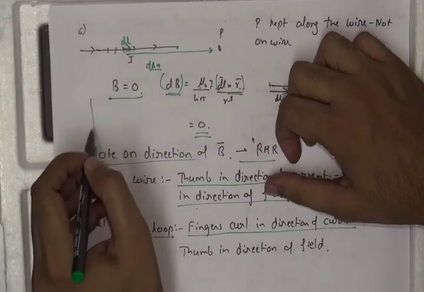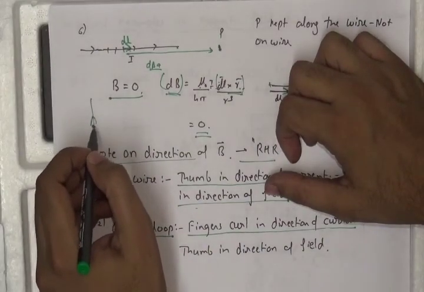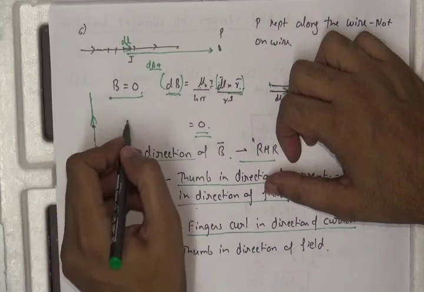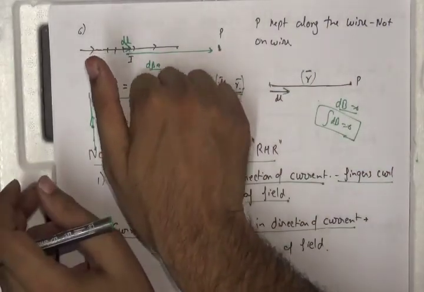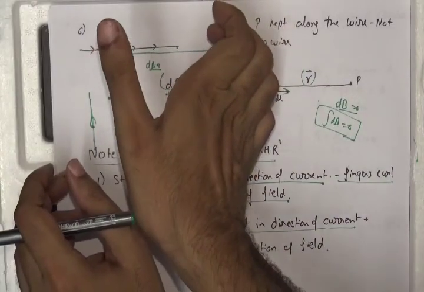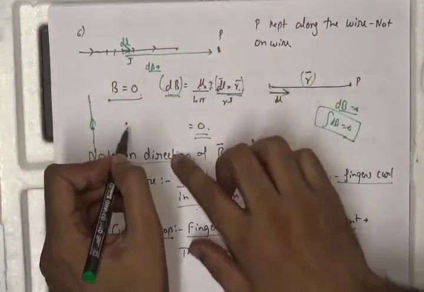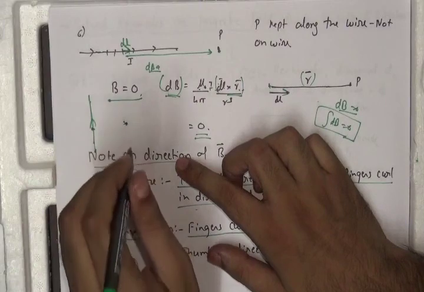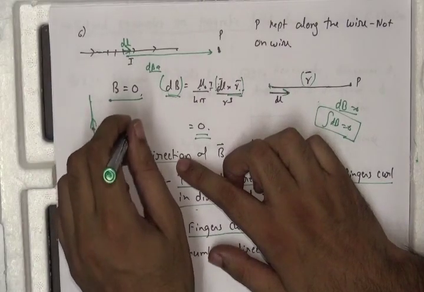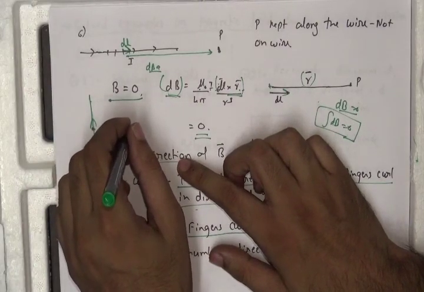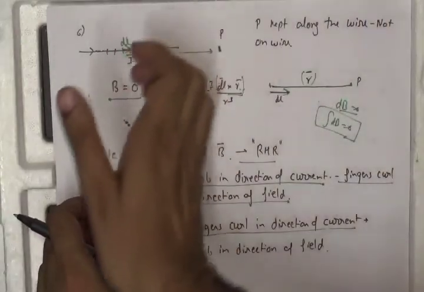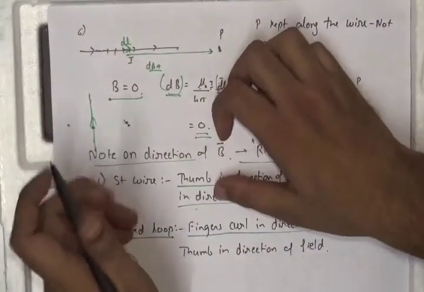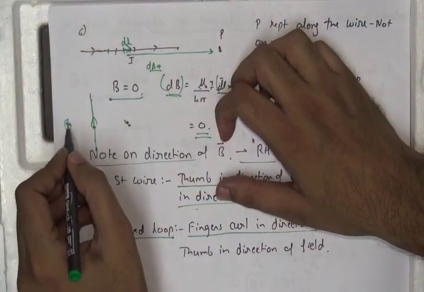Whereas for a straight wire, if I want to find the field because of a straight wire at any point, I simply have to take my thumb along the direction of the wire and curl the fingers. So at this point the fingers will be pointing perpendicularly downward. So the magnetic field in this case will be perpendicularly downward, whereas at this point the fingers will be pointing perpendicularly upward. The magnetic field at this point will be perpendicularly upward.